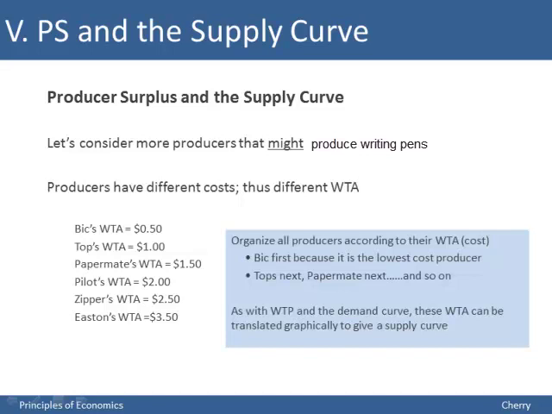Right. So just as you did before, where you organize the buyers from highest willingness to pay to lowest willingness to pay, and you get this downward sloping demand curve, here you're going to organize the sellers according to their cost of production. So you're going to have the low cost producers listed first, and you're going to organize them from low to high cost producers.